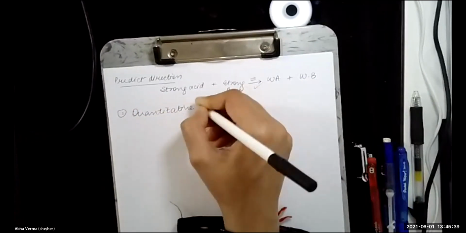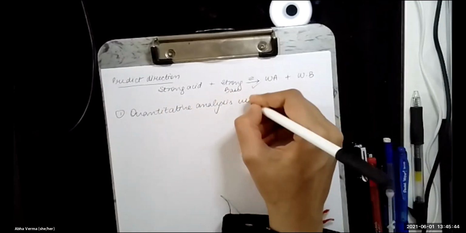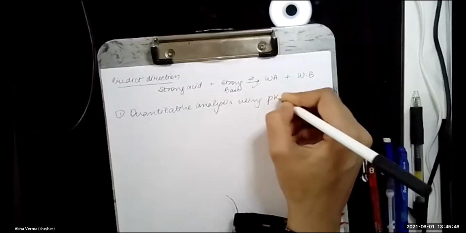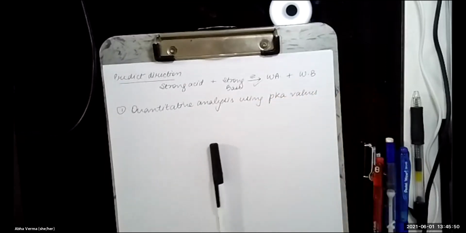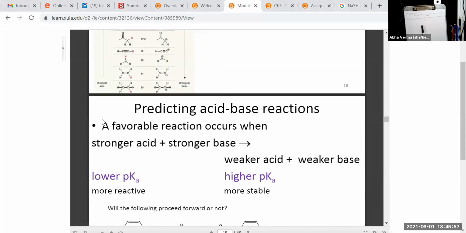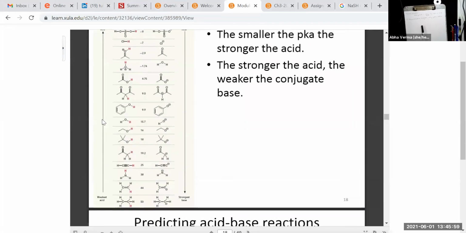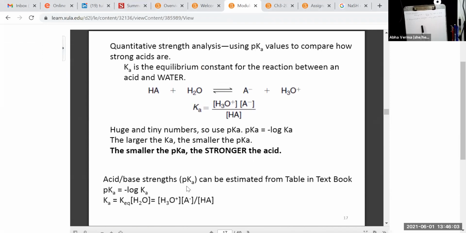Quantitative analysis. How is this done? By using pKa values. Now, I'm not sure how many of you remember this. What is a pKa value? Now, pKa values are derived and indicate the strength of the acid.